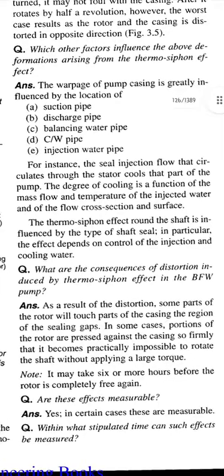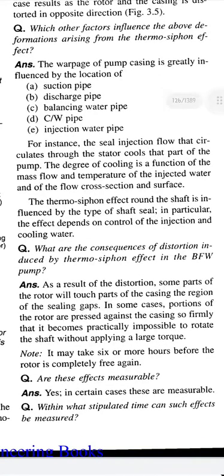For instance, the seal injection flow that circulates through the stator cools that part of the pump. The degree of cooling is a function of the mass flow and temperature of the injected water and of the flow cross section and surface. The thermosiphon effect around the shaft is influenced by the type of shaft seal. In particular, the effect depends on control of the injection and cooling water.